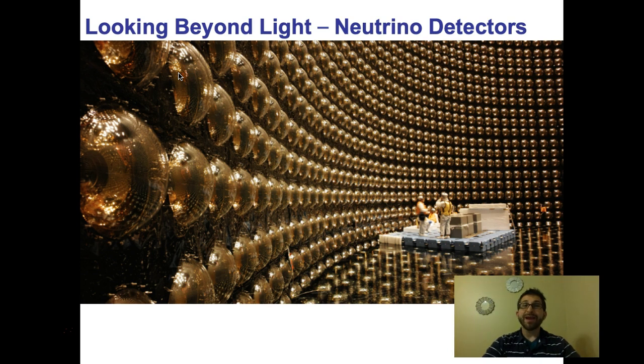Now, a second type of non-light astronomy that's being done is through neutrino detectors. This is a different thing now. Neutrinos are particles that are produced by our sun. They're produced by all stars in the sky, and we don't quite know how they work.